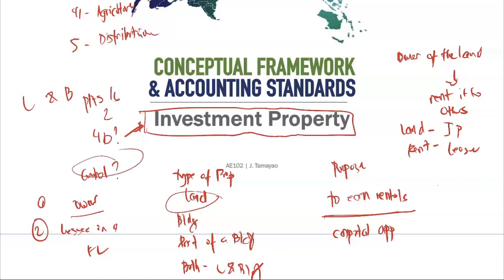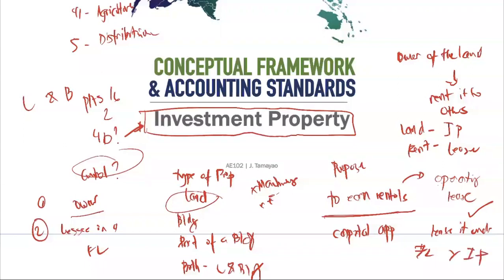You look into the control. Is it the owner or a lessee in a finance lease? You look at the type of property, only two, land or building. It cannot be machinery. It cannot be equipment. It can only be land, part of the building, or both land and building. What is the purpose? To earn rentals. When we talk about these rentals here, the rental should be in an operating lease. So if you lease your property under operating lease, valid. But if you lease it under finance lease, not considered as investment property. You must list it under operating lease, not under finance lease. So you just need to look at these items.